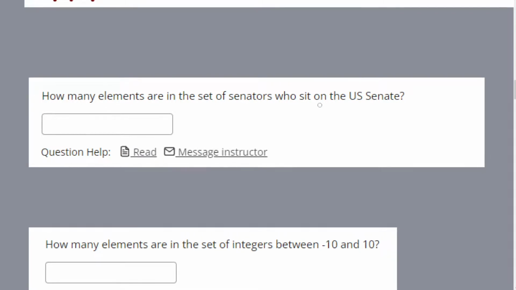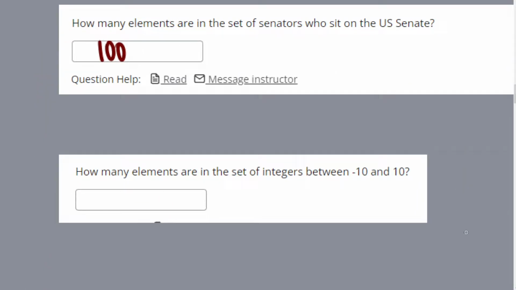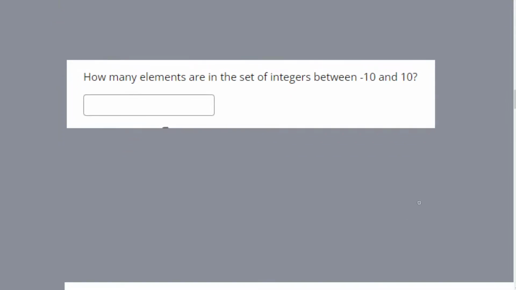How many elements are in the set of senators who sit on the U.S. Senate? So sometimes you'll see problems like this, where it's asking you to have a general knowledge of outside things that are not related to math. If you don't know how many senators sit on the U.S. Senate or how many counties there are in Utah, feel free to look it up. In this case, there are 100 senators on the U.S. Senate.